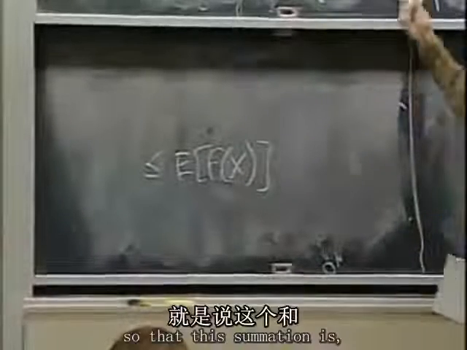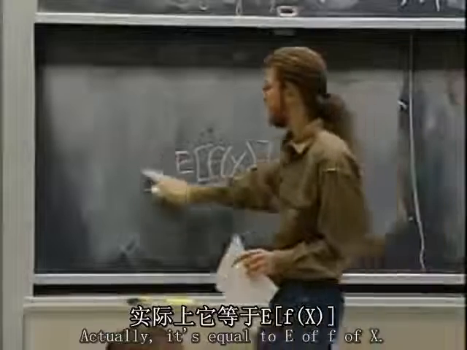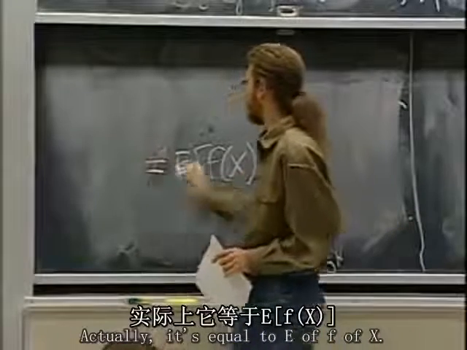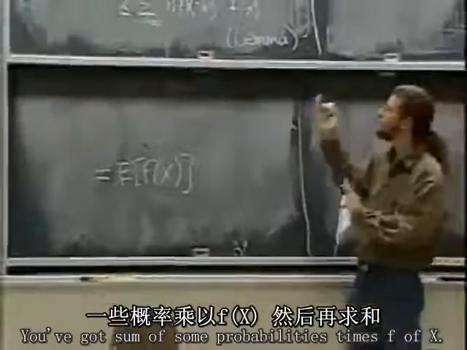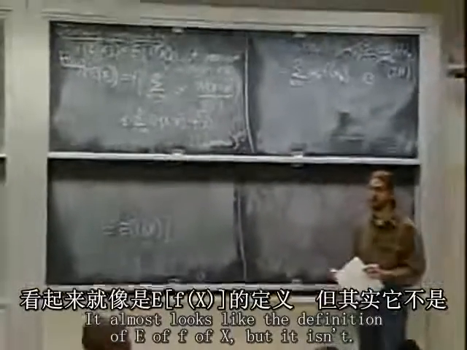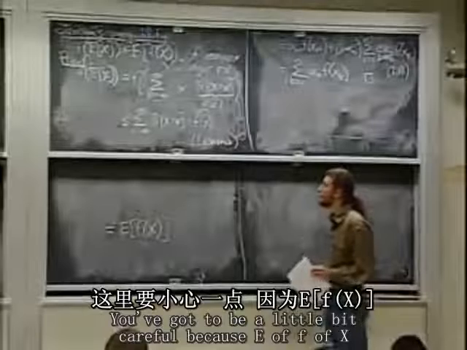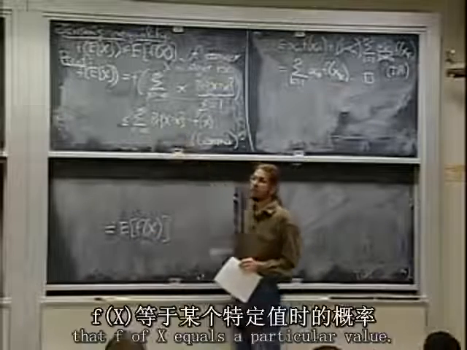So that this summation is at most E of f of X. Actually, it's equal to E of f of X. And it really looks kind of equal, right? We've got the sum of some probabilities times f of x. It almost looks like the definition of E of f of X, but it isn't. Got to be a little bit careful, because E of f of X should talk about the probability that f of X equals a particular value.